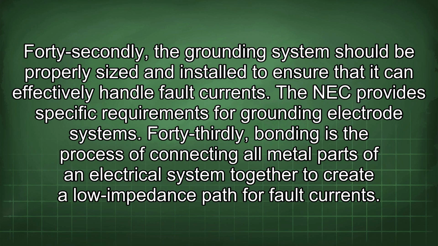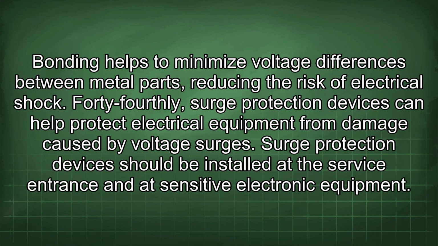43rd, bonding is the process of connecting all metal parts of an electrical system together to create a low impedance path for fault currents. Bonding helps to minimize voltage differences between metal parts, reducing the risk of electrical shock. 44th, surge protection devices can help protect electrical equipment from damage caused by voltage surges. Surge protection devices should be installed at the service entrance and at sensitive electronic equipment.